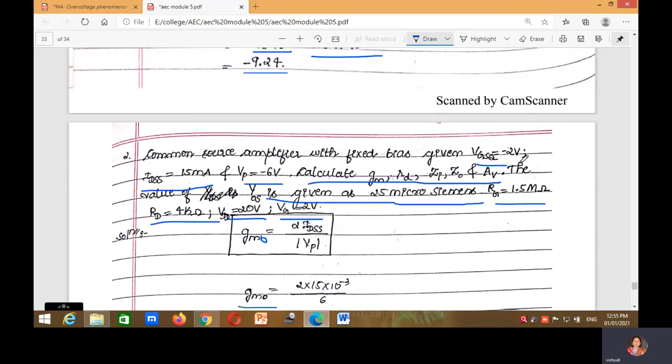Common source amplifier with fixed bias is given. These are the given VGSQ, IDSS, and VP. Calculate gm, rd, ZI, Z0, AV, and the value of Y0S. They have given 25 microsiemens. RG is equal to 1.5 mega ohm and RD is equal to 4 kilo ohm. VDD is equal to 20 voltage. VGSQ is equal to minus 2 voltage.